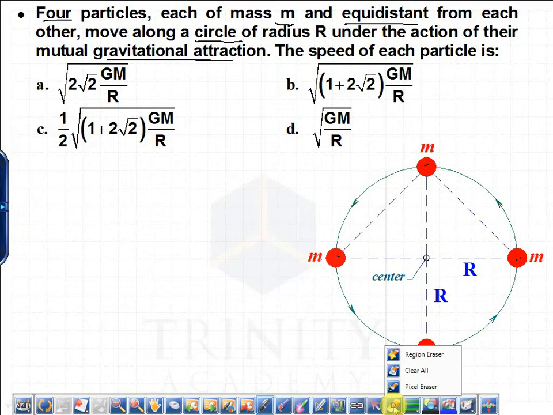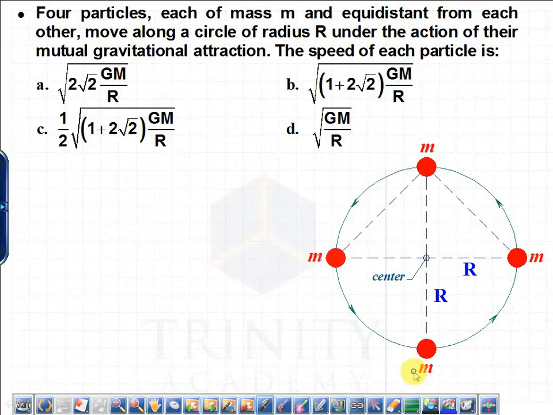Let us give the particles numbers so that it would be easy for us to calculate. Suppose this is the first particle, this is the second particle, this becomes the third particle, and this becomes the fourth particle. Now these particles will be exerting force on each other. Let us focus on particle number 1.